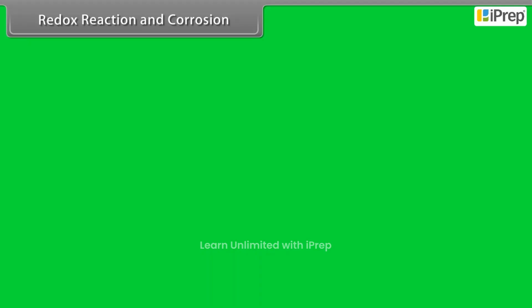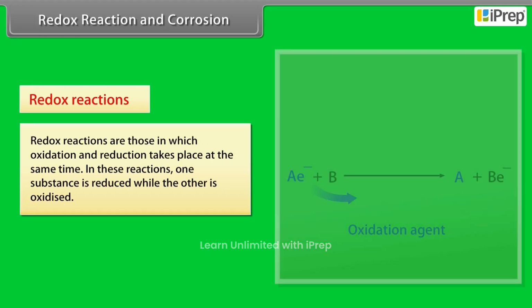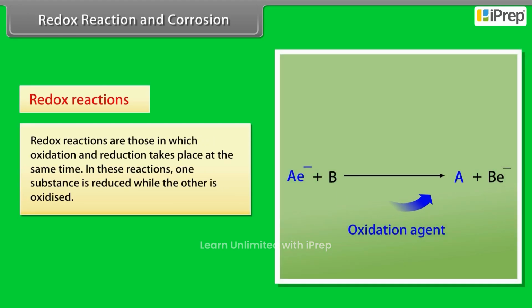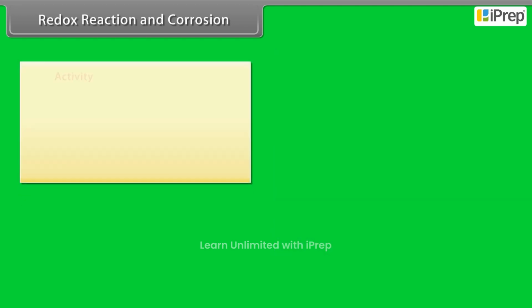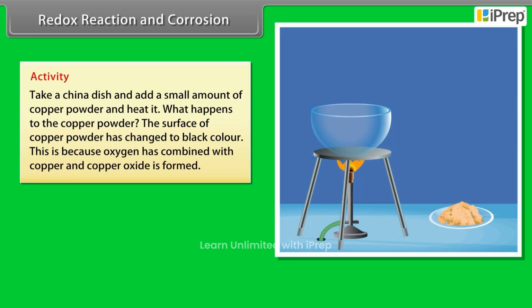Redox reaction and corrosion. Redox reactions are those in which oxidation and reduction take place at the same time. In these reactions, one substance is reduced while the other is oxidized. Activity: take a china dish and add a small amount of copper powder and heat it.